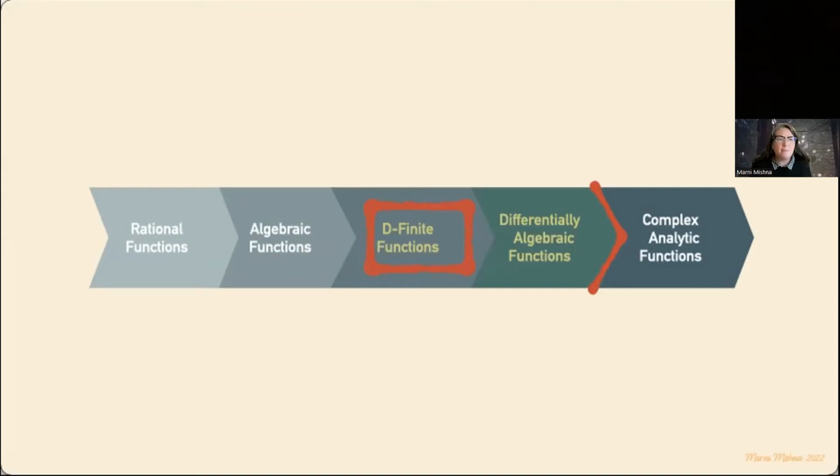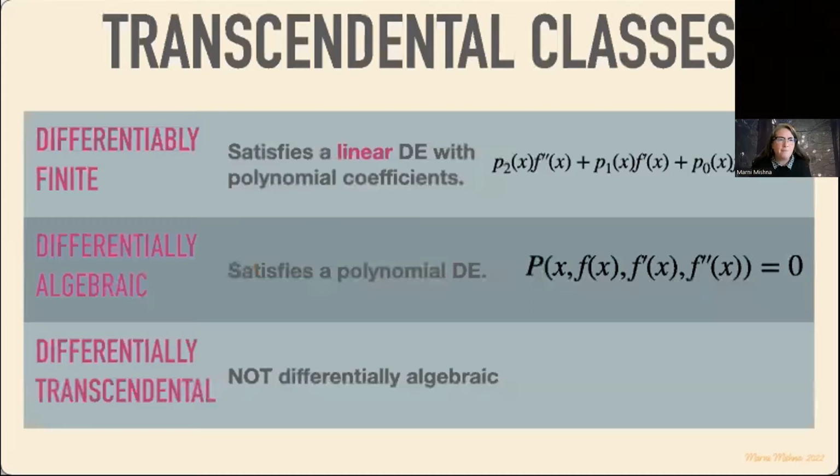But first, let me give a bit more of a definition of these two classes, just to make sure we're all on the same page. Okay, so I'm calling them transcendental classes because they're things that are not algebraic. The first one was D-finite, differentially finite, and here you satisfy a linear differential equation with polynomial coefficients. There's an example of an order 2 sort of thing on the side there. Differentially algebraic is a slightly wider class. It doesn't have to be linear anymore. You satisfy some sort of polynomial differential equation. And I'll say that you're differentially transcendental if you're not differentially algebraic.